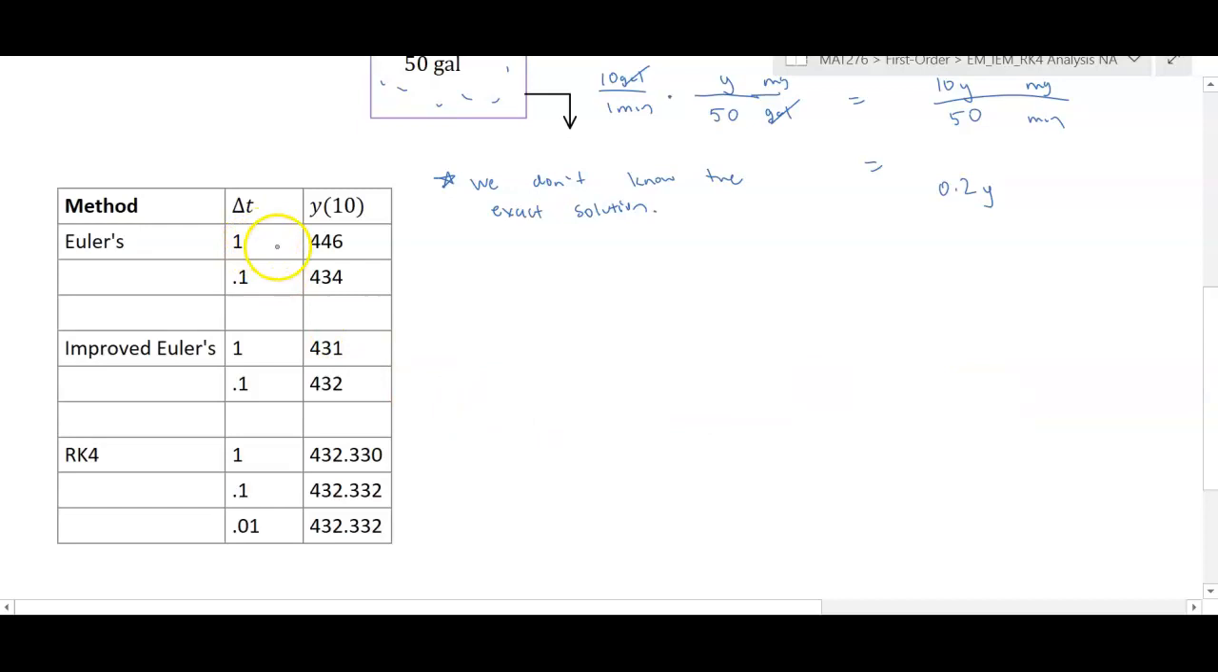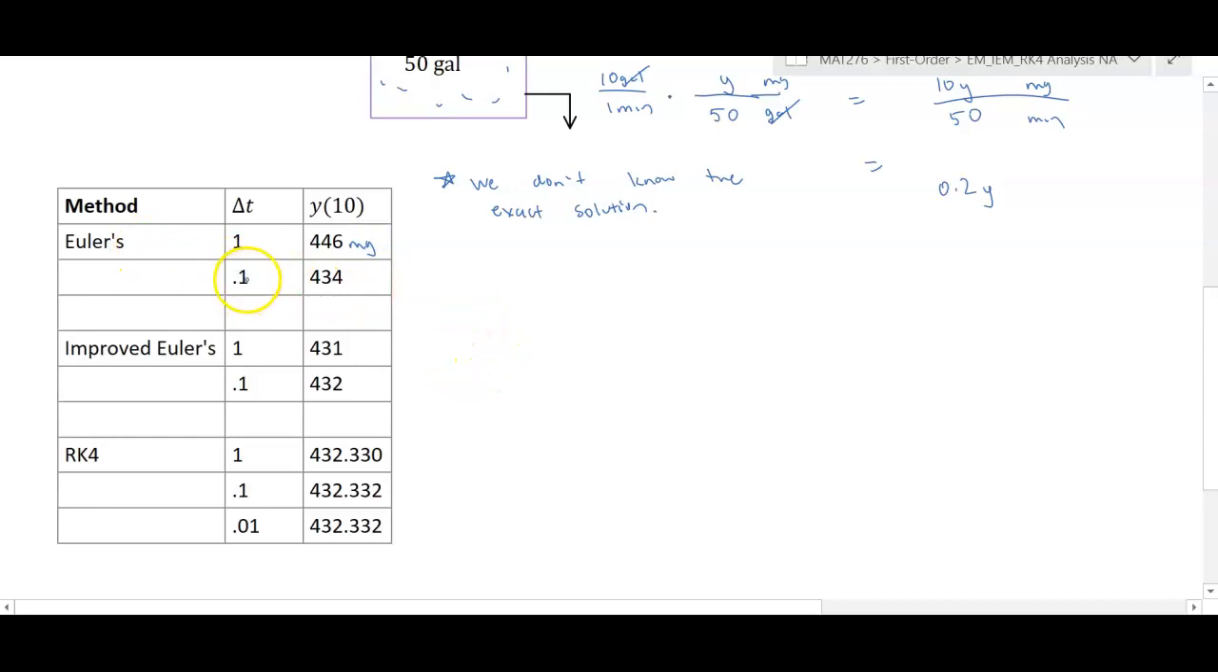Well, we have our differential equation, we got our initial value problem. Let's say we don't know how to solve this, because oftentimes we won't know how to solve an equation if we're resorting to these numerical methods. By the way, if you can solve the differential equation, there's no sense in doing the numerical methods because there's a more exact answer available. In fact, it is the exact answer. With Euler's method, a step size of 1, we get 446 milligrams of chlorine at time 10.